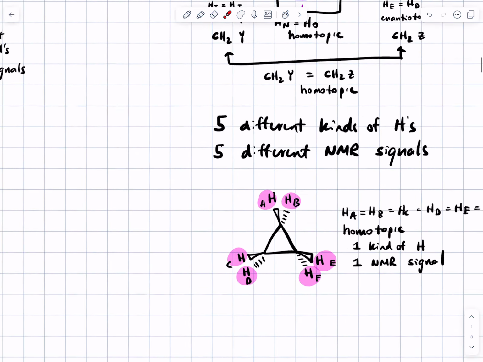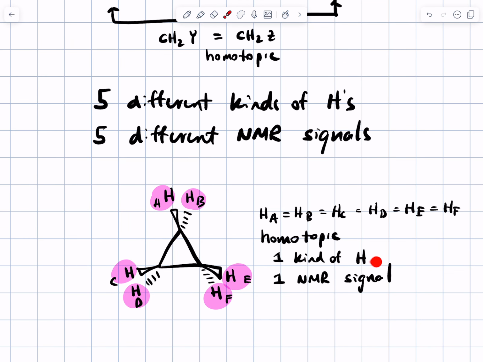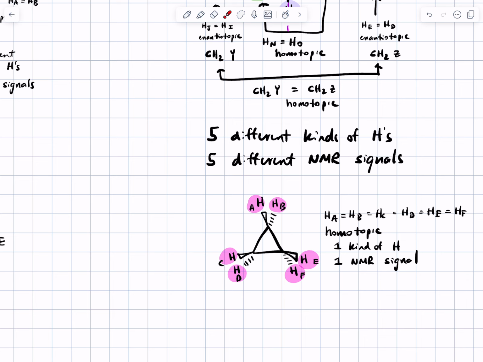We can practice this further. If you look at cyclopropane, you expect to see one and only one kind of proton and one NMR signal, because by symmetry, each of these protons is interchangeable. The top protons are interchangeable with the ones on the bottom through a C2 axis of symmetry in the plane of the page that goes through this atom. Protons on this carbon are interchangeable with those on this carbon via a C3 axis of symmetry. In any case, these protons are all homotopic, only one kind of proton, one kind of NMR signal.